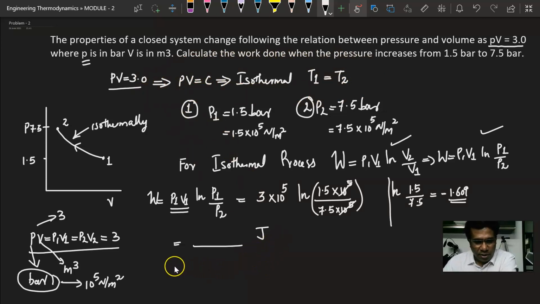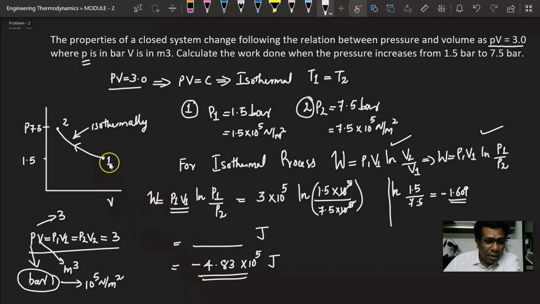And the answer is going to be minus 4.83 into 10 raised to 5 joules. That is going to be the final answer. The negative sign will come and it has to be included because we are having a compression process. Compression means you have to give the work there.